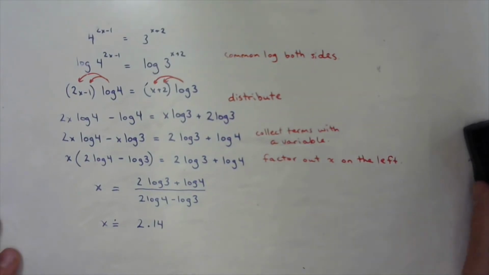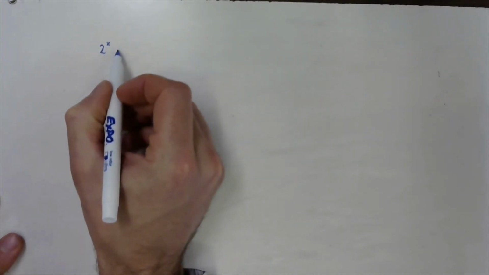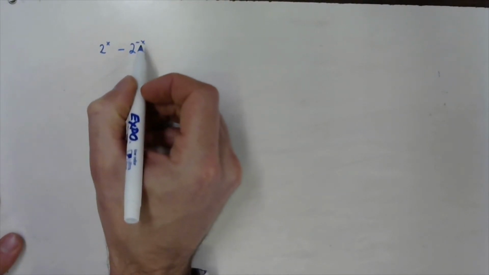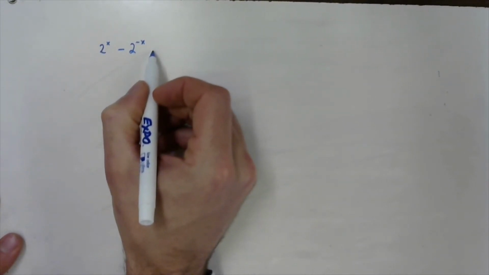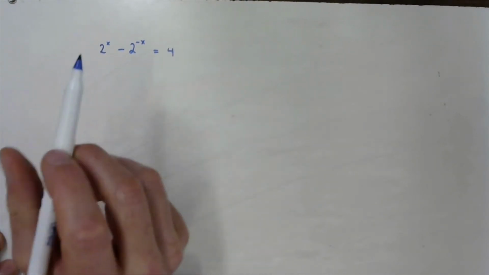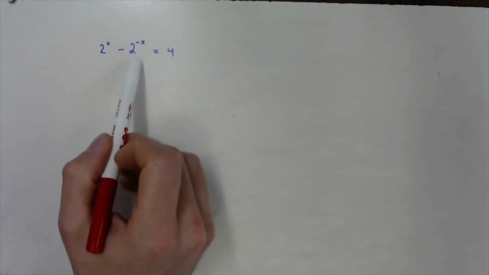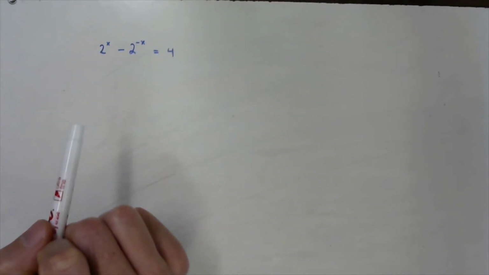In the next example, it's kind of similar in that you use some new skills, some old skills, but it's a little trickier to see right off the bat. So I'm just going to write it down here, and then we'll talk about it for a second. We've got 2 to the power of x minus 2 to the power of negative x equals 4. Notice we have base 2 here raised to the power of x and base 2 raised to the power of negative x.